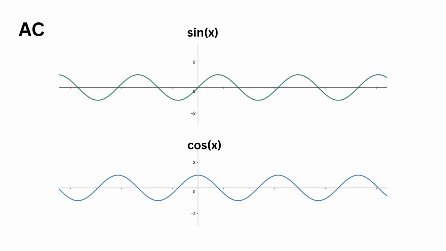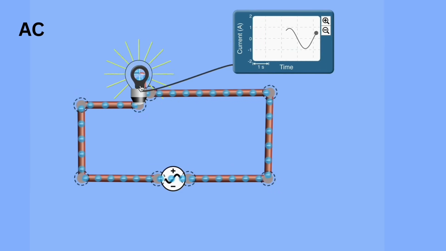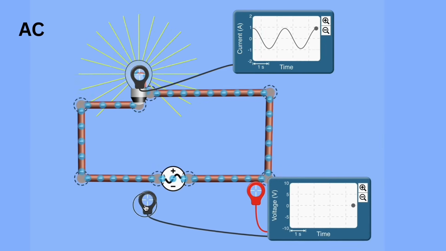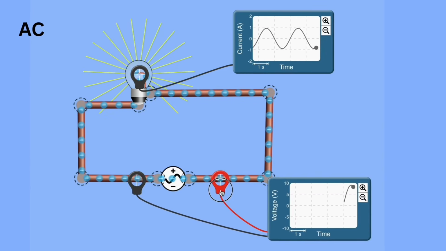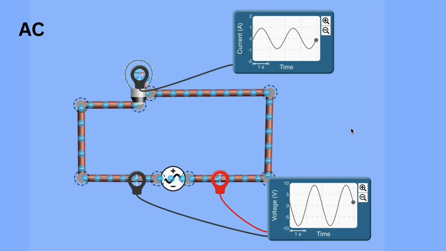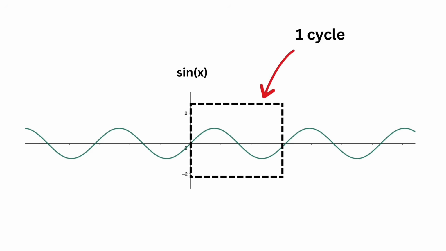Now you might have seen these graphs of sine and cosine waves. We call such a wave a sinusoidal wave, which can either be a sine wave or a cosine wave. In electricity, this shape perfectly represents how AC voltage or AC current varies with time. See, this is one complete wave or one cycle.